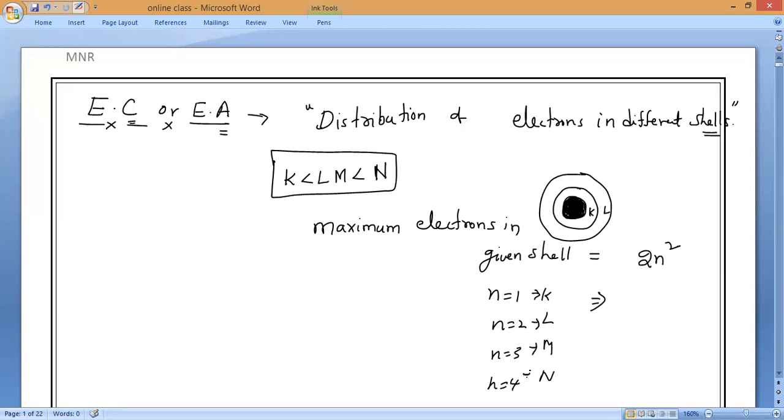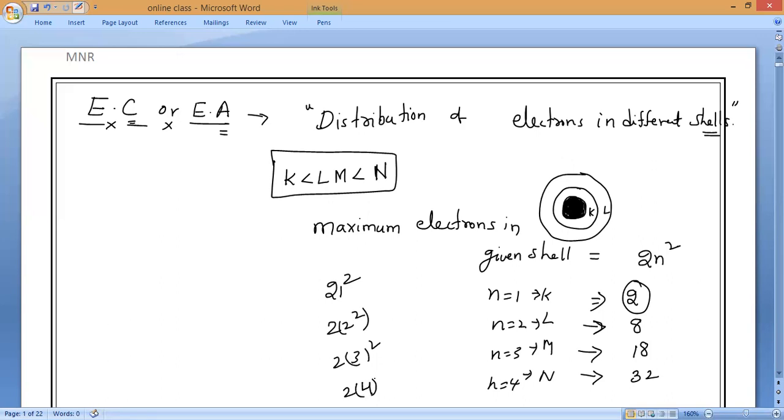So what are the electrons? Can anybody tell me? K shell, maximum how many electrons? 2 electrons. L shell maximum how many? 8. And M shell 18. And N shell how many? 32. Okay. So 2 into 1 squared, 2 into 2 squared, 2 into 3 squared, 2 into 4 squared. If you solve that, you will get 2, 8, 18, 32. Like this, the electrons are arranged.